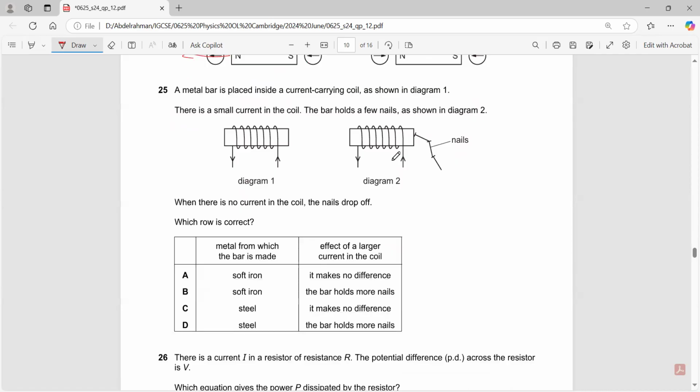A metal bar is placed inside a current carrying coil. There is a small current in the coil. When there is no current, the nails drop off. So if you have a current, you've got a few nails attached to the coil. If you've got no current, all of the nails drop off, meaning that this is an electromagnet. An electromagnet should be made of soft iron. If you increase the current, does it make no difference? Actually, no. It holds more nails, creating a stronger magnetic field.